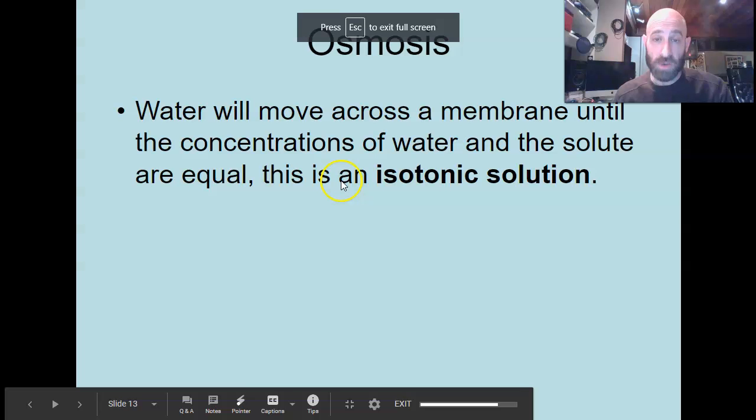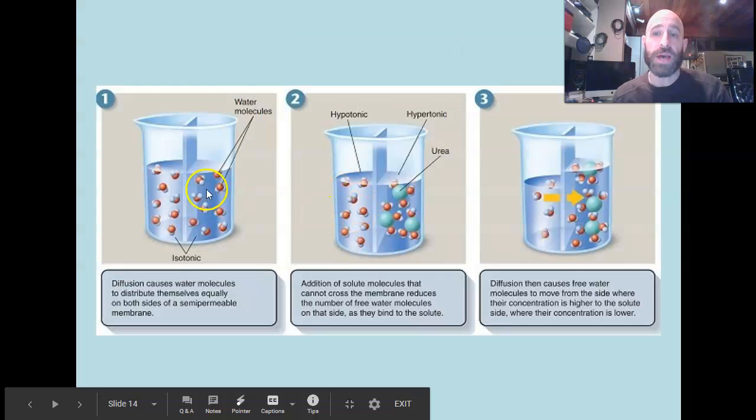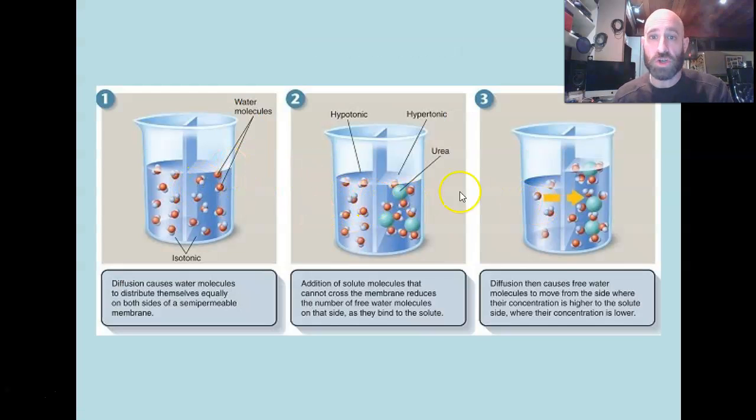Okay. So we have our isotonic and we have our hypotonic. So this is just another diagram to show how osmosis works. Water is always going to go from where there's more to where there's less. So water is going to always go from a hypotonic environment to a hypertonic environment. Because remember, hypotonic means less solute, more solvent, which is water. So in this scenario here, there's equal parts water.